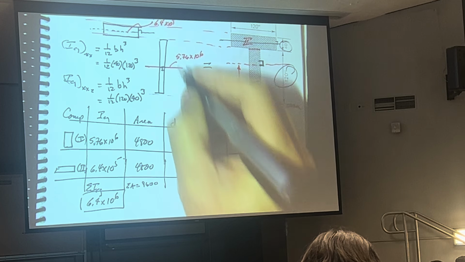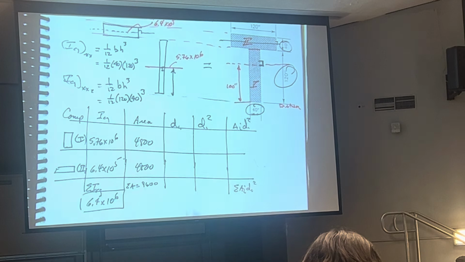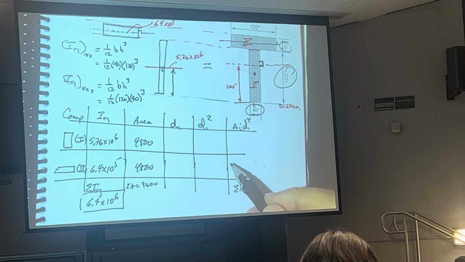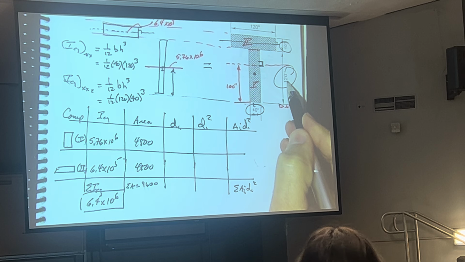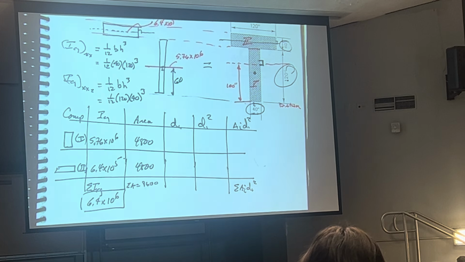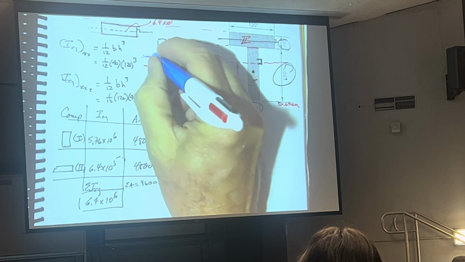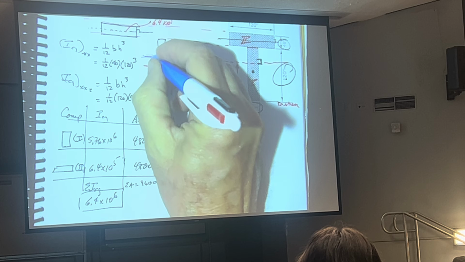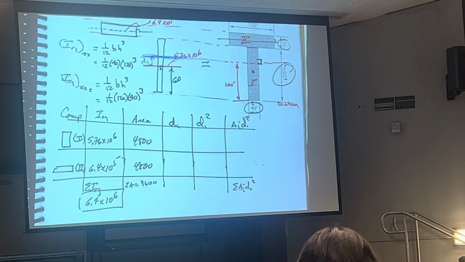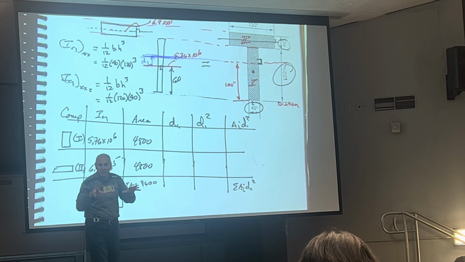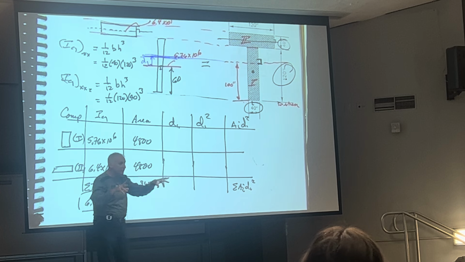Okay, well, what's this here? What is that distance from the bottom to the center of this? Well, it's half of 120, which is 60. But where is my actual centroid of the overall figure? It sits right here. So what I need is the distance between the axis here and this axis. That's my D1. What is that distance? Huh? What is that distance? I keep hearing 40. Are they right? Is it 40?